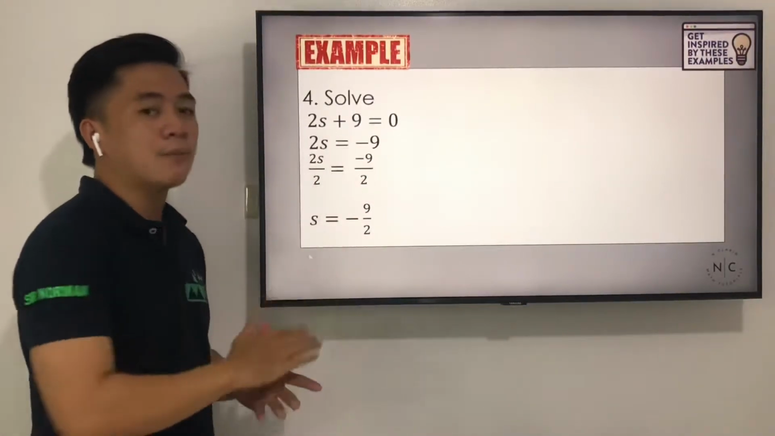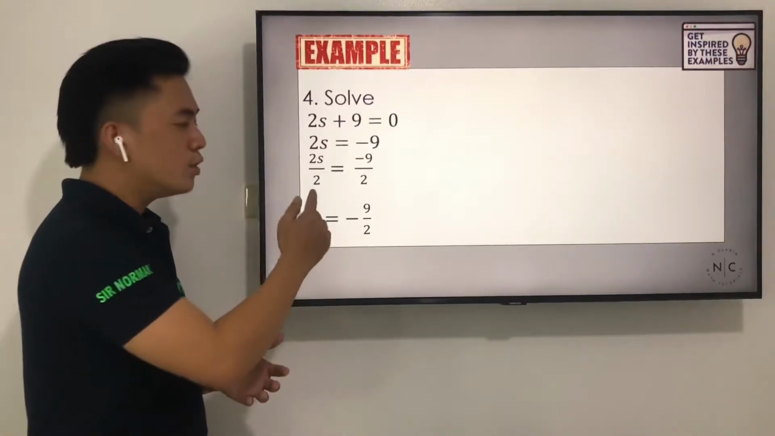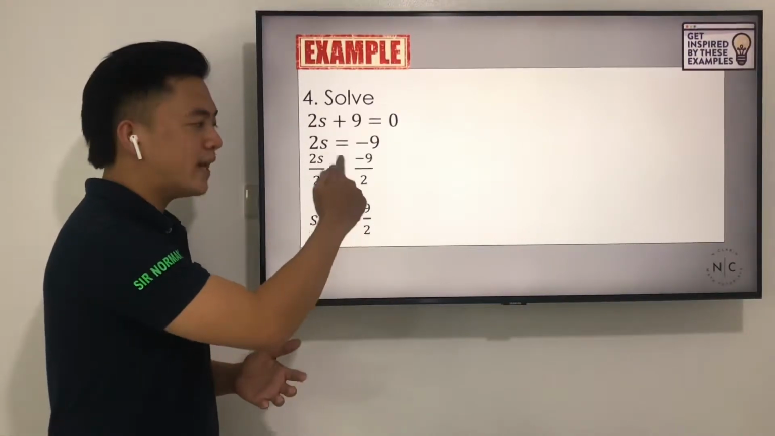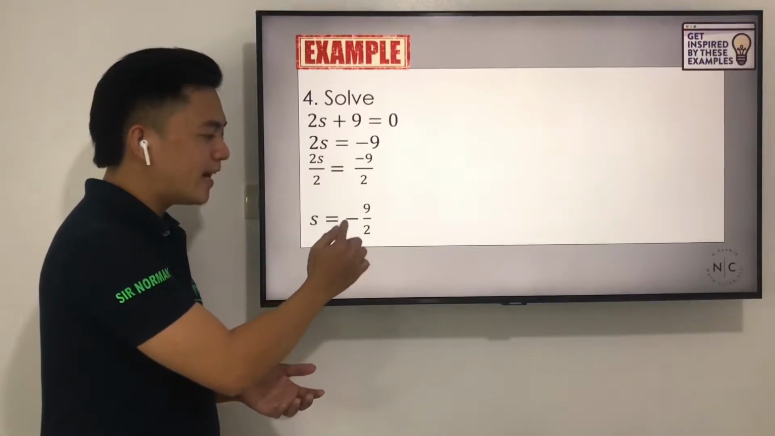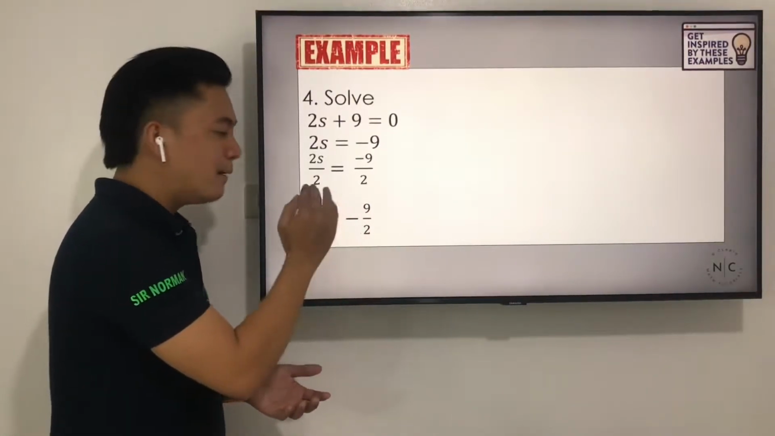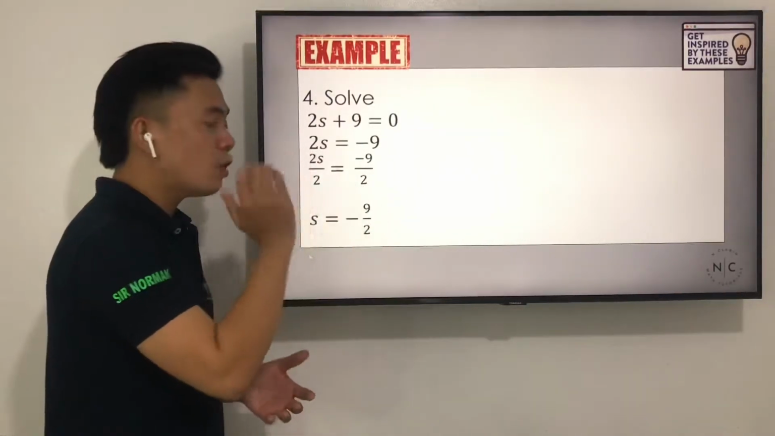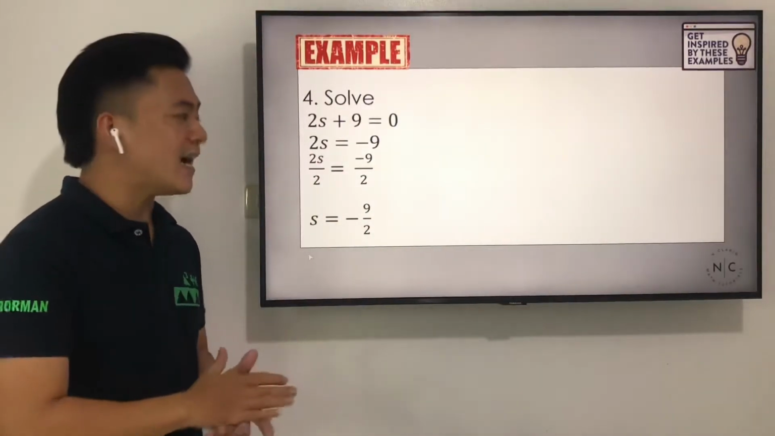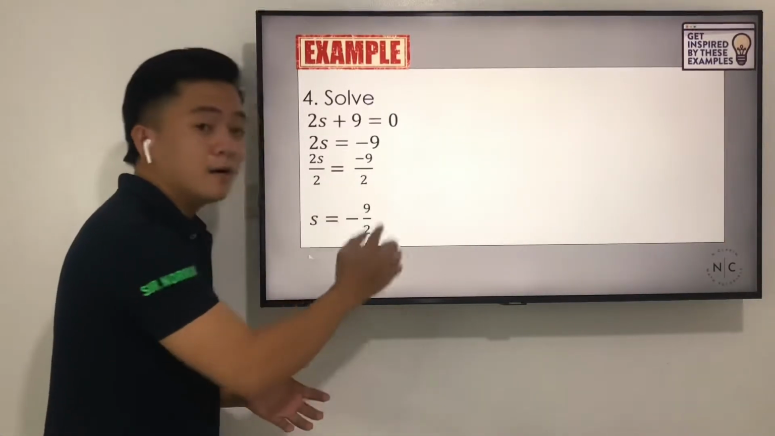So, si s may kasama pa siyang 2. To cancel it, we will divide both sides by 2. So, 2s over 2 is equal to negative 9 over 2. So, makakancel na si 2. S is equal to negative 9 over 2. Bakit naging negative? Si 9 negative siya. Si 2 positive. So, kapag nag-divide tayo, different sign, negative. So, ang lalabas, ang negative sign is sa buong fraction na siya.